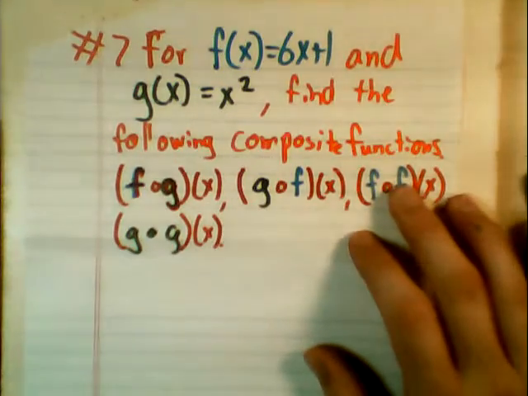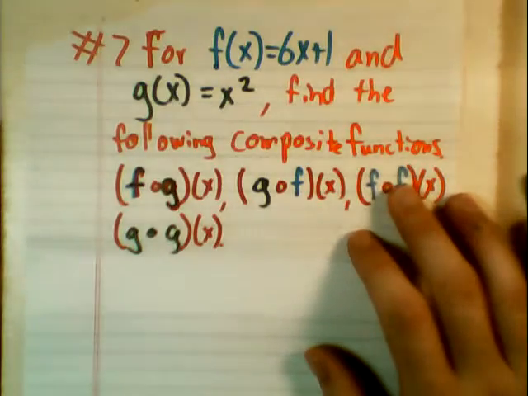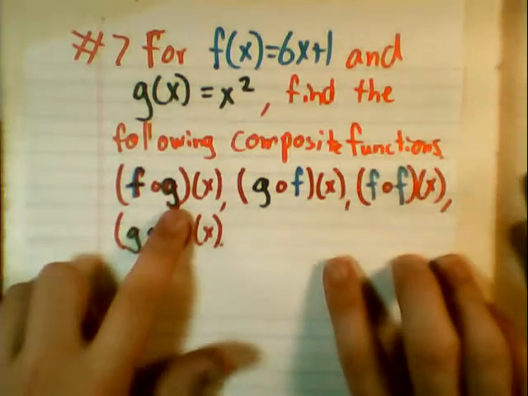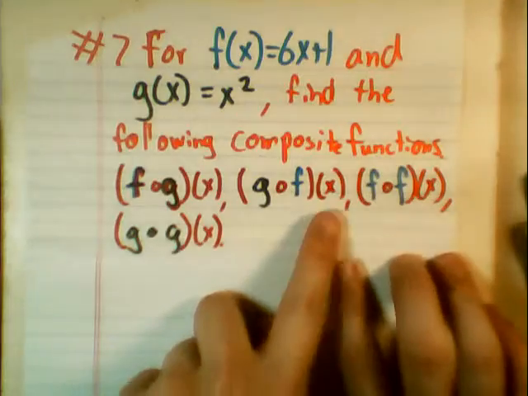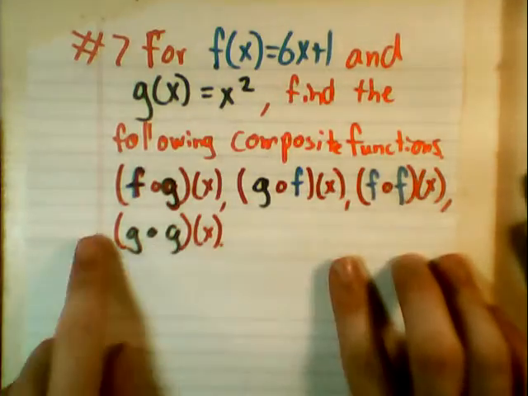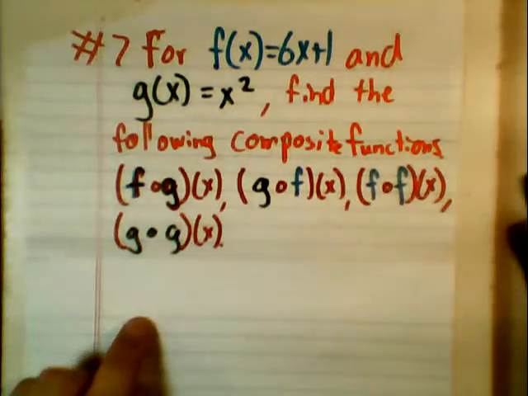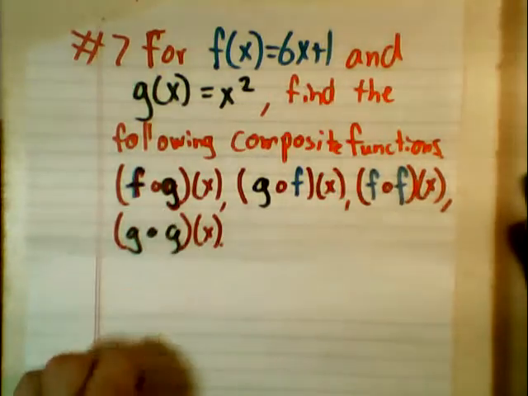For problem number 7, it gives you two functions and it asks you to find the following composite functions and state the domain of each. So it wants f composed of g, g composed of f, f composed of f, and g composed of g. So let me begin, and I will first show you how to do f composed of g.